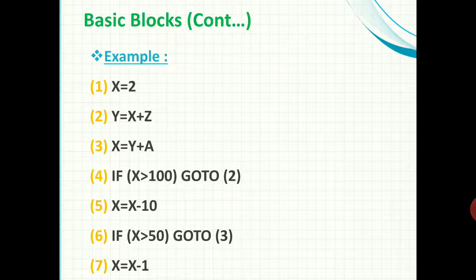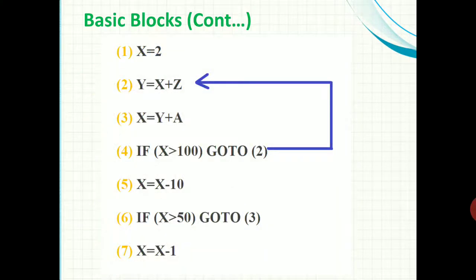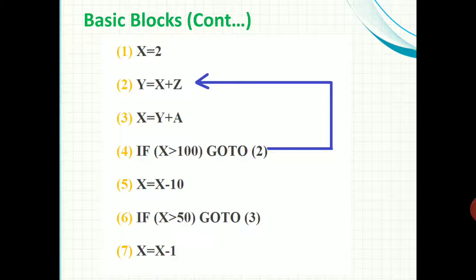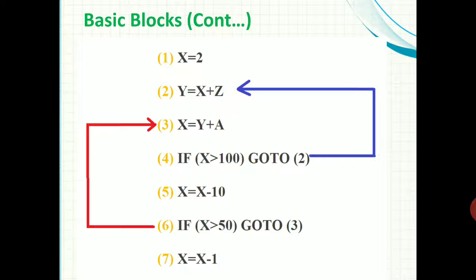Here, we cannot combine the first statement and the second statement into a single block, because statement 2 is the target of the fourth instruction. So we will first create a separate control block for the first statement. Here the control is shown by the arrows. That is, if the particular condition in the fourth statement is satisfied, then the program control will go to 2. If the condition in the sixth statement is satisfied, the program control will go to 3.